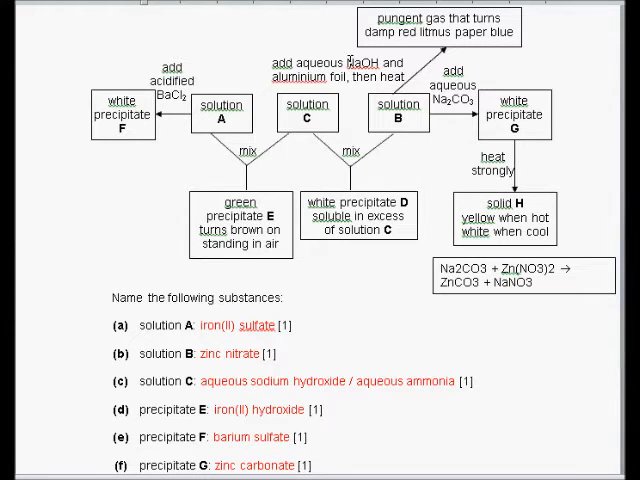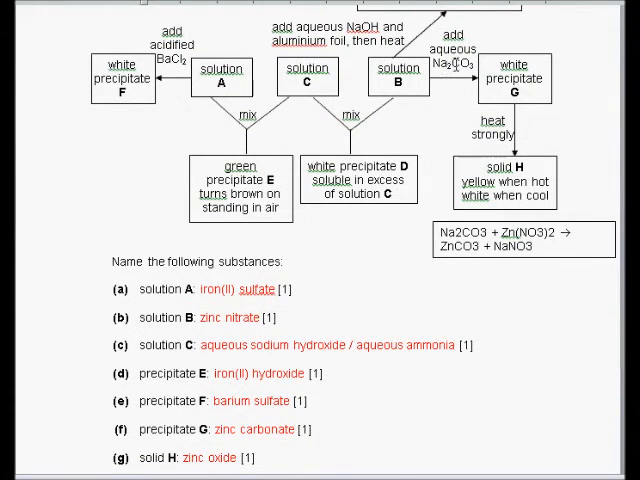Now over here, add aqueous sodium hydroxide and aluminum foil, then heat. So this is a test for nitrate ion. And this observation here proves that nitrate ion is present. So this substance is either zinc nitrate, lead 2 nitrate, or aluminum nitrate. We don't know which one.